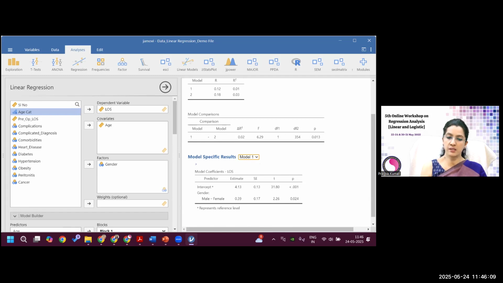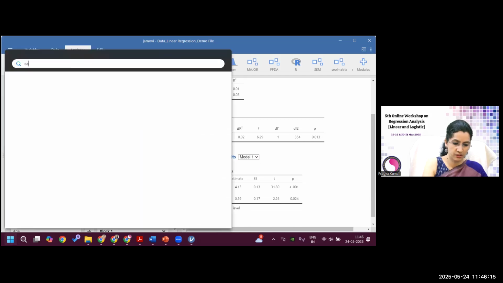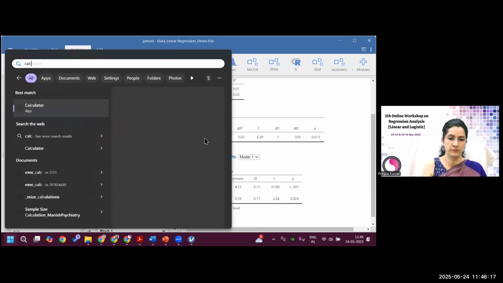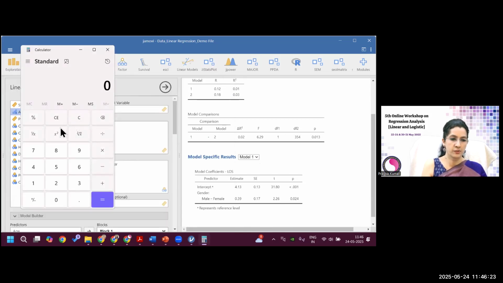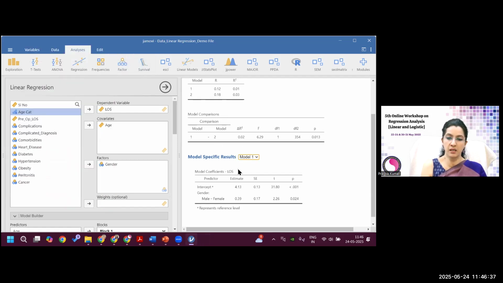So 0.03 is what percentage of 0.39? If I calculate, 0.03 means 3, so 3 divided by 39. So it is 7%. That means it is not a confounder. The change in beta should be more than 10% to say that it is a confounder. Are you getting what I'm telling? I don't know. Can someone say yes or no?